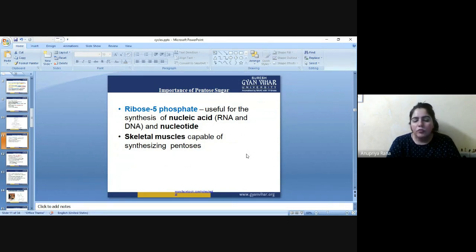As we all know, ribose 5-phosphate is very useful for the synthesis of nucleic acids, RNA and DNA. These are very important things for our body. Skeletal muscles are capable of synthesizing pentose. Everything we do requires the muscles, so pentose formation is also a part of these skeletal muscles. When skeletal muscle synthesizes pentose, it helps make the metabolic pathways in our body much more active.